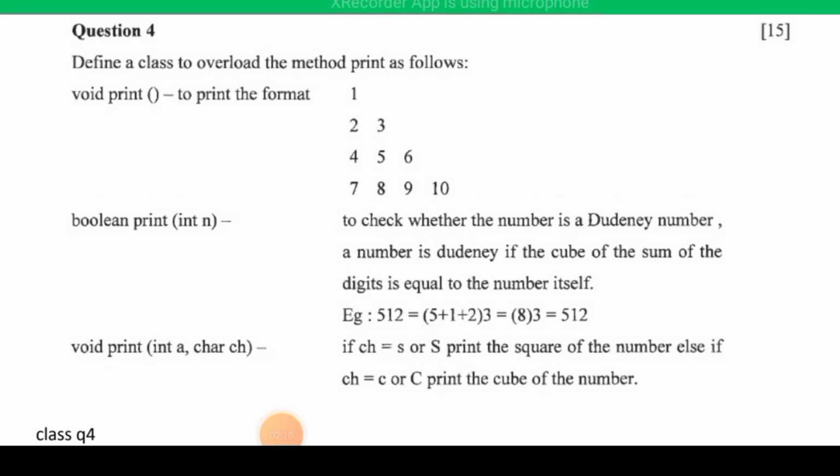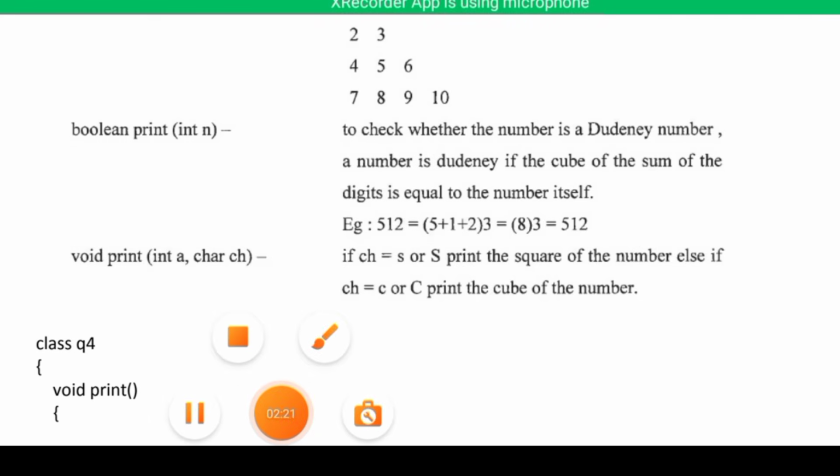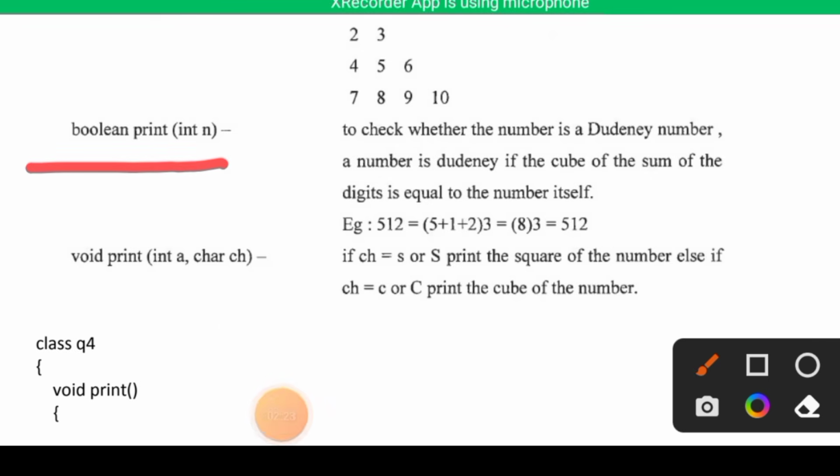The second method is what? Print, but the return type of this method is boolean, and it also accepts an integer variable. So what we have to check is whether the number is a Dewdney number or not. So what is a Dewdney number? If the cube of the sum of the digits is equal to the number itself, then it is called a Dewdney number. Like 512, the example is given. There are three digits in 512, 5 plus 1 plus 2. If we add these three digits, we get 8, and the cube of 8 is 512, which is equal to the number itself. So this is our second method.